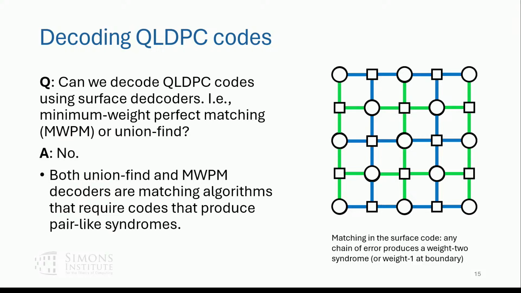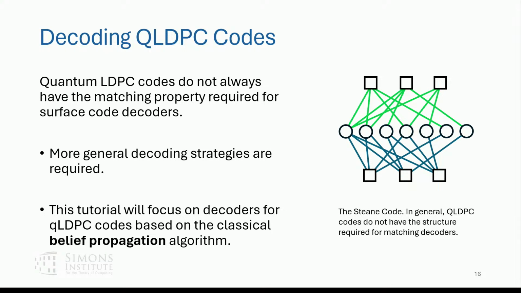The specific requirement they have is that your quantum error correction code produces pair-like syndromes. We can see that this is the case, for example, in the surface code. Here we have a bit flip error that lights up two syndromes. As we increase the length of this error chain, the syndrome weight remains the same. The syndrome is still weight 2, and if we increase it by 1, it's still weight 2. So decoding is just a process of joining these pairs of syndromes. Unfortunately, quantum LDPC codes in general don't have this matching property. We can see this very easily by looking at the Hamming code that we saw before. If we just put an error on the first qubit there, we see that 3 syndromes are activated. So we can't use a matching-based decoder for this.